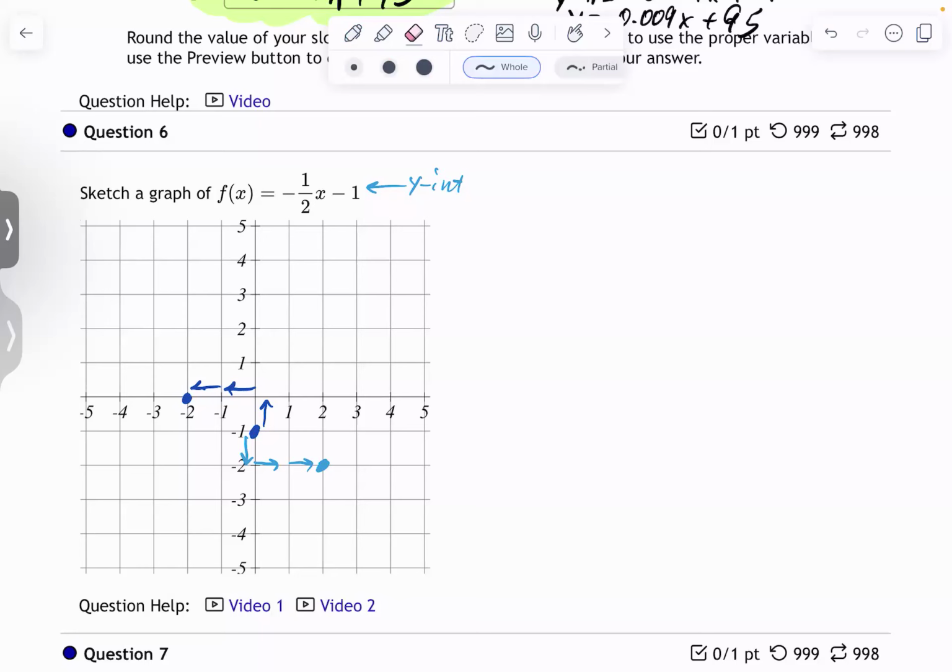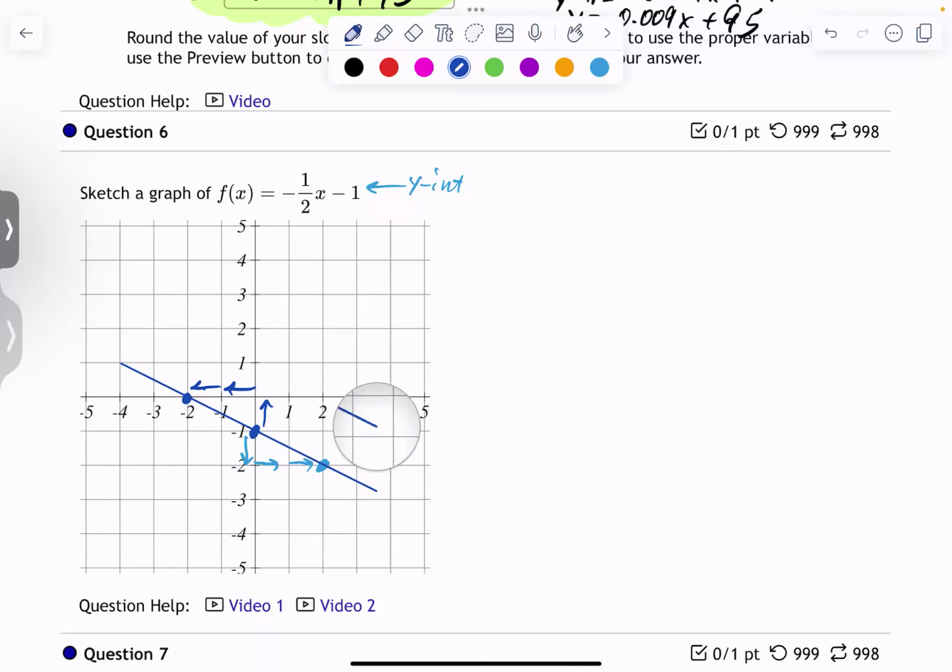Let's see if I can draw a straight line. Let's make it darker. And there we have our line. Now, you don't need to go up and to the left and down to the right. You can just do one or the other. You really only need 2 points to draw a straight line.